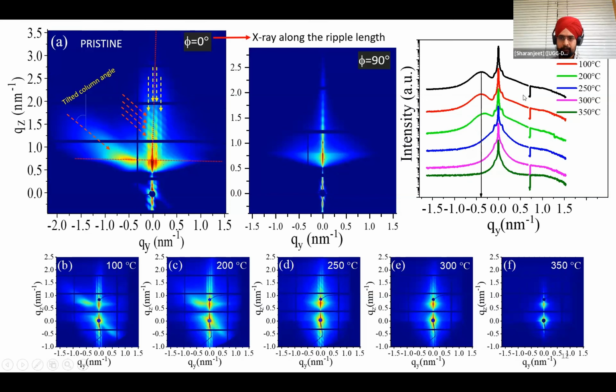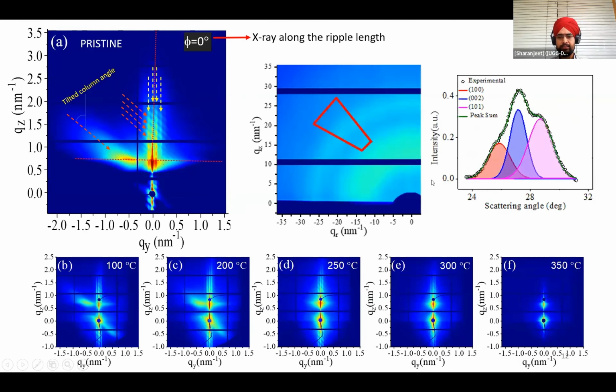Also, the satellite peak feature is damping with increase in temperature, and at 350 degrees Celsius, the ripples are almost diffused, which leads to the isotropic nature of the film, and thus the overall magnetic anisotropy is gone at 350 degrees Celsius. So by GIWAXS analysis, we observed that the film exhibits a polycrystalline nature, that is the HCP phase here, and there was no texturing found in this film.